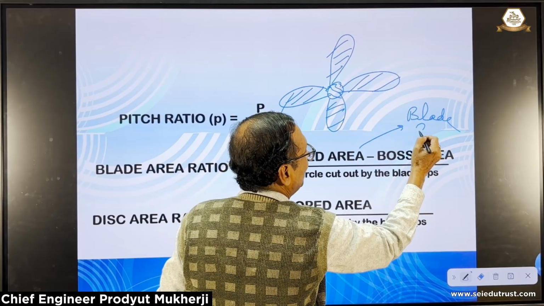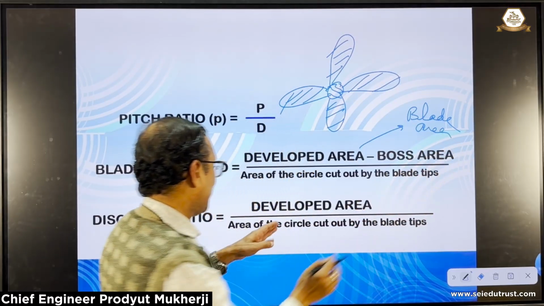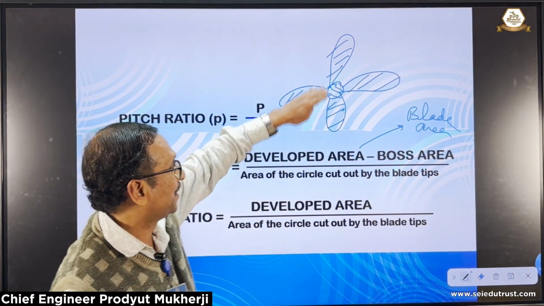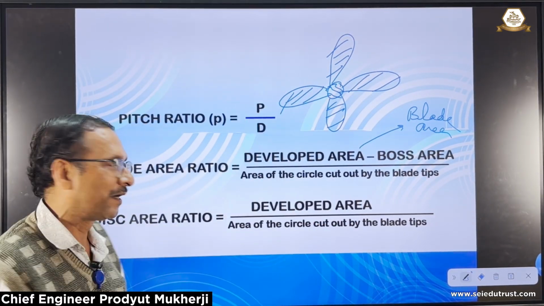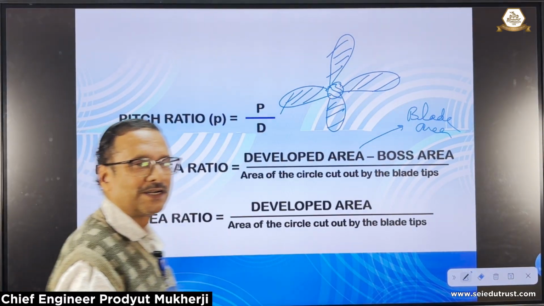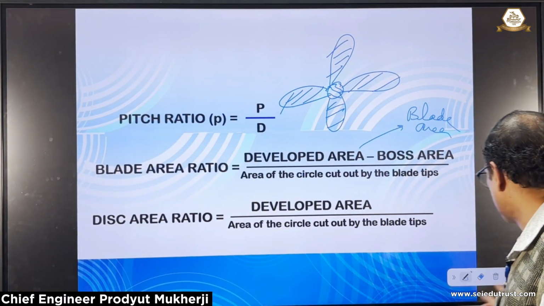And developed area minus the boss area, I have just told you, is actually only the blade area. Area of the blades only. So here we are taking the total area, blade plus the boss, and dividing by the area of the circle cut out by the blade tips, which is called the disk area ratio.